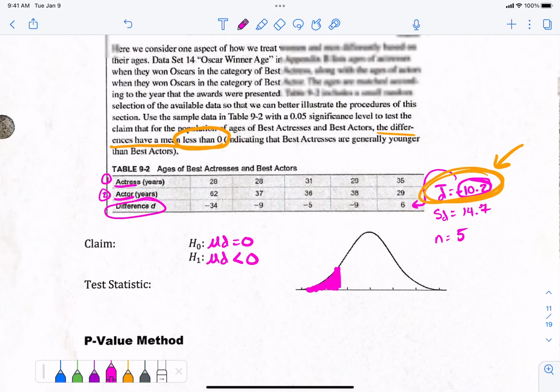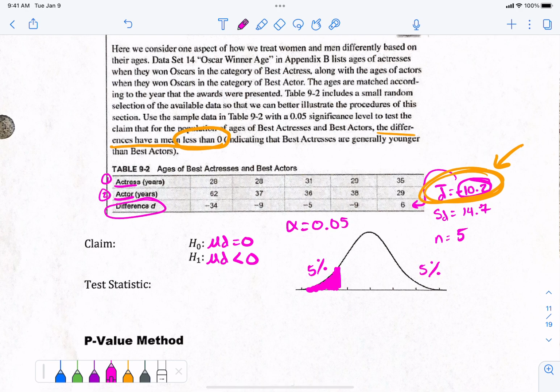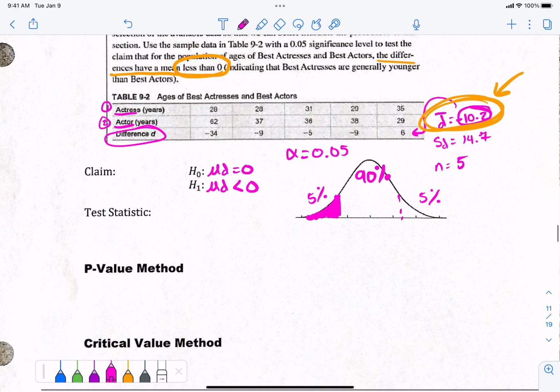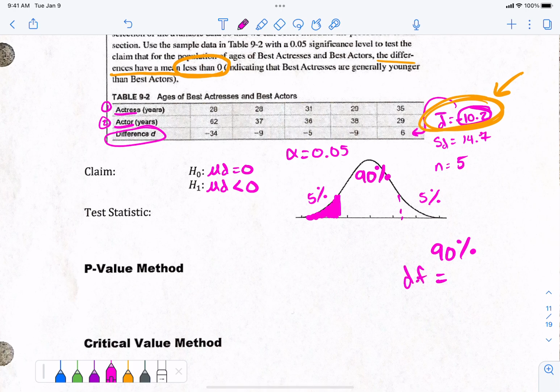Okay, and what's our alpha value? Find it at the top: 0.05. So we put all 5% in there, like an imaginary 5% here, and that means 90% in the middle. All right, so we're looking at 90%, and degrees of freedom would be 4. Okay, 90% at 4 degrees of freedom is going to be all the way at the top of the table.